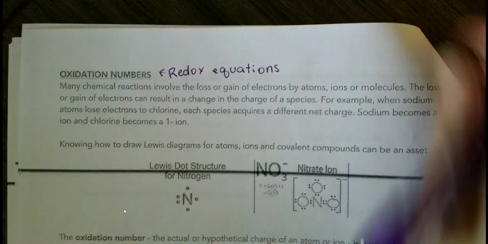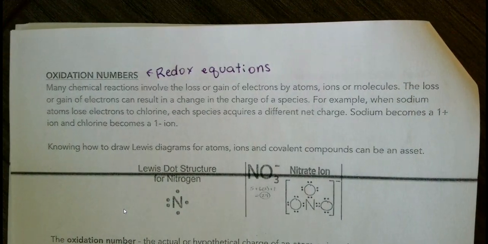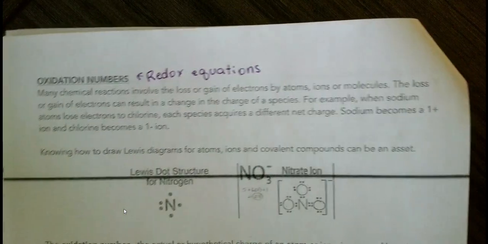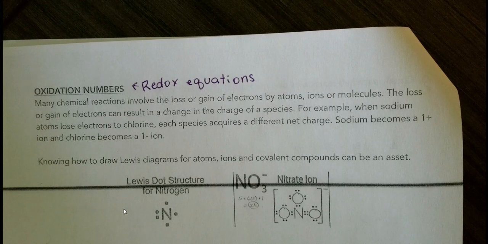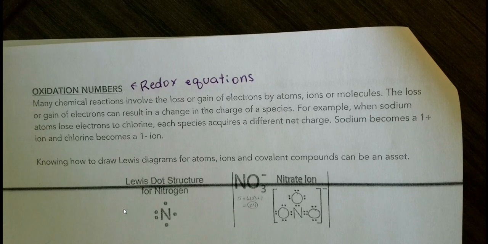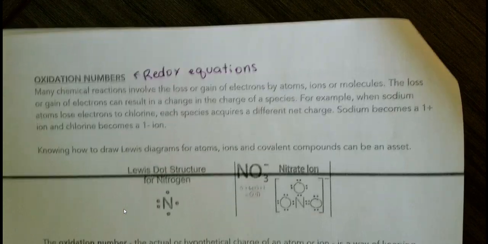So many chemical reactions involve the loss or gain of electrons by atoms, ions, and molecules. The loss or gain of electrons can result in a change in the charge of a species. For example, when sodium atoms lose electrons to chlorine, each species acquires a different net charge. Sodium becomes +1 and chlorine becomes -1.